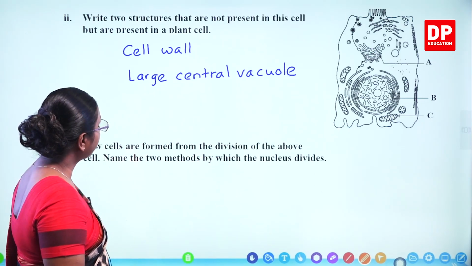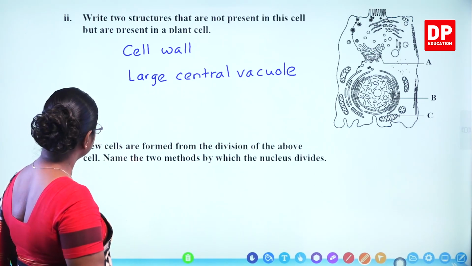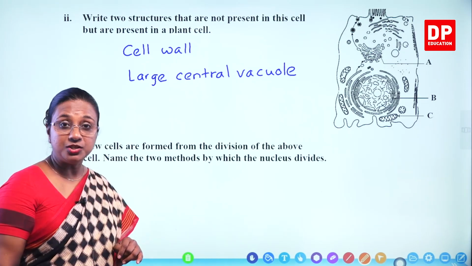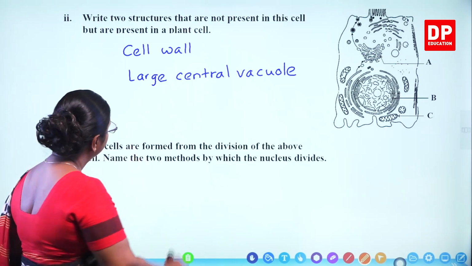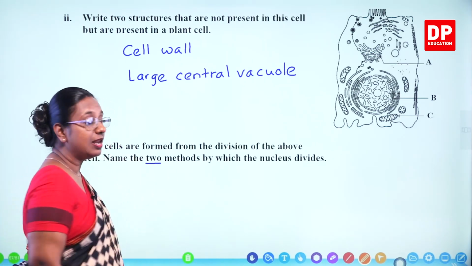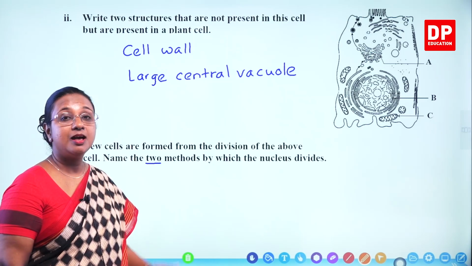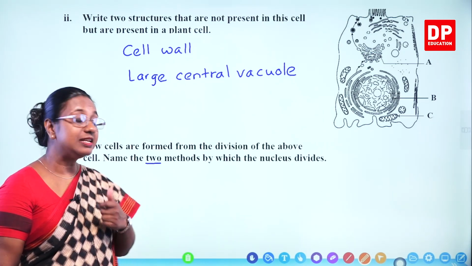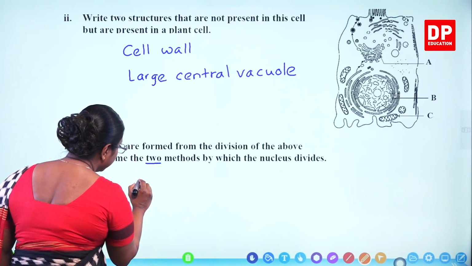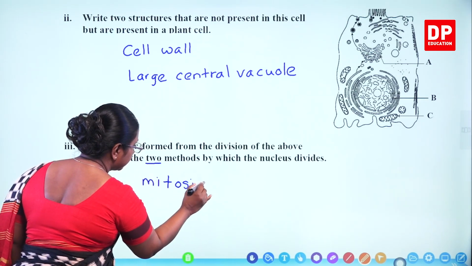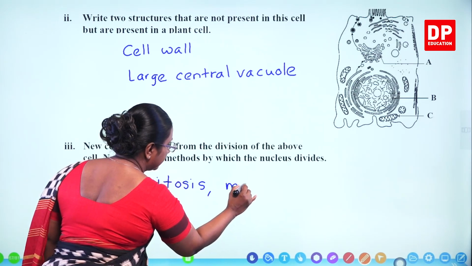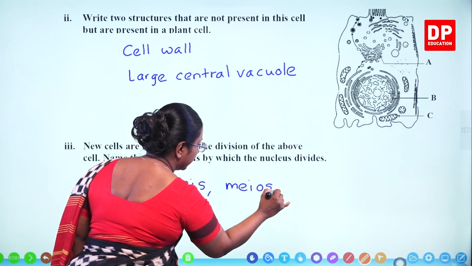New cells are formed from the division of the above cell. Name the two methods by which the nucleus divides. You know the answer very well. The two methods, mitosis and meiosis. So here we can write mitosis and meiosis.